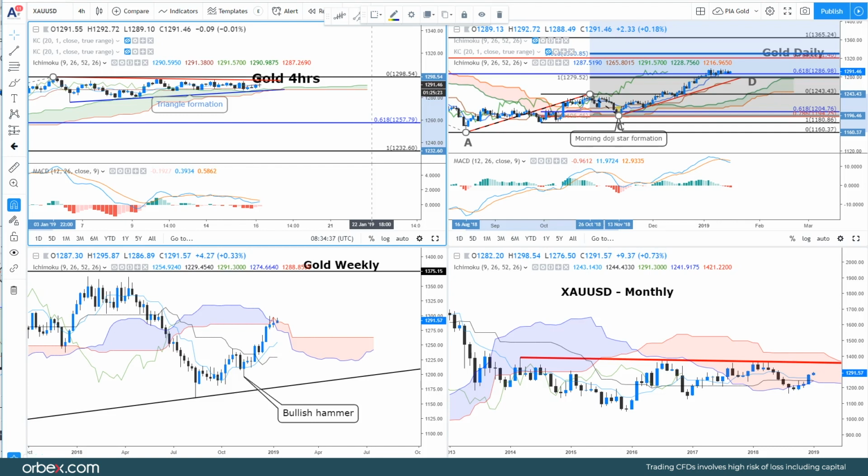We're going to drill down through the timeframes from the monthly chart down to the 4-hour chart to try and give a bit of an overall technical outlook on this trade idea, which isn't a straightforward one, so you'll have to bear with me. I'll try and explain it as best I can.